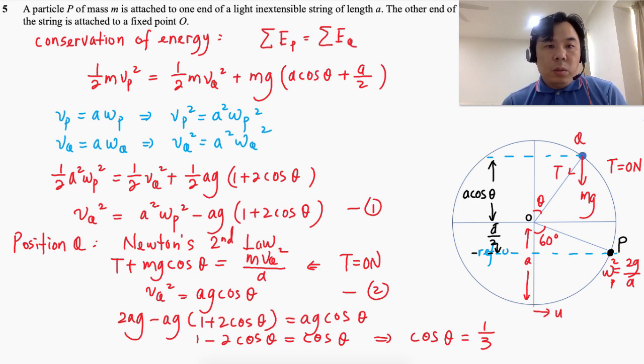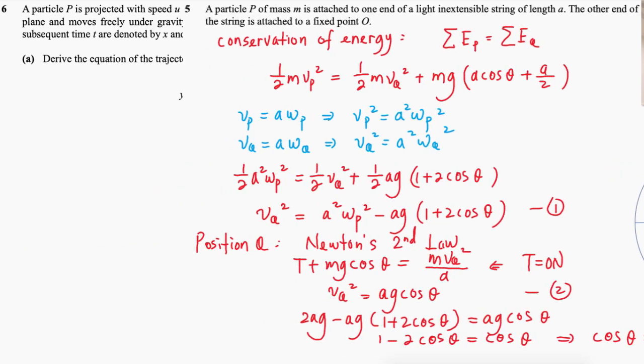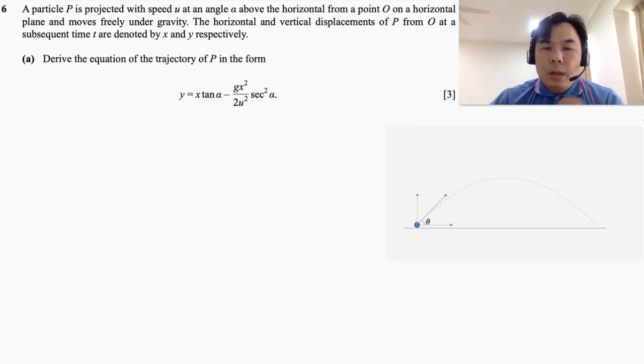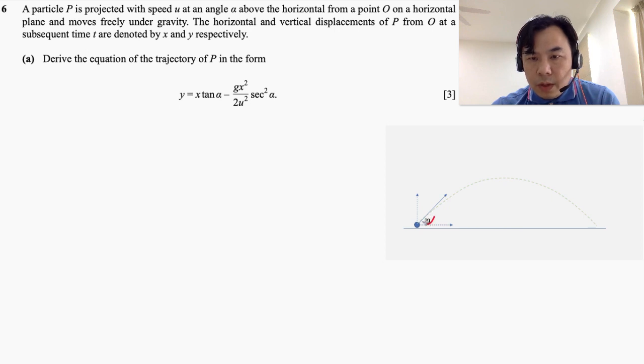Stay tuned, I'm going to show you the last question for this specimen paper. All right, this is our last question, question 6. It's a projectile motion. A particle P is projected with a speed u at an angle alpha. I have labeled that wrongly. It's supposed to be alpha there, so let me label this as alpha here. And it moves freely under gravity.